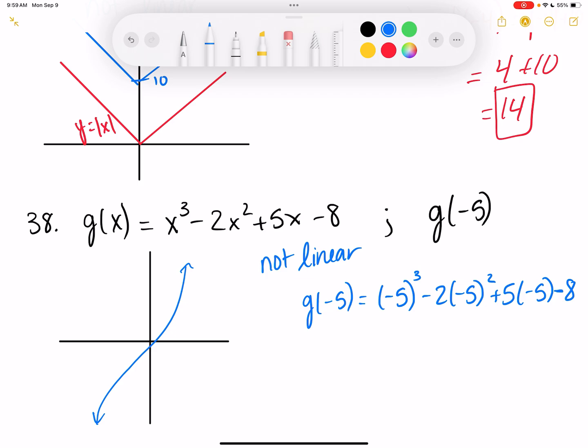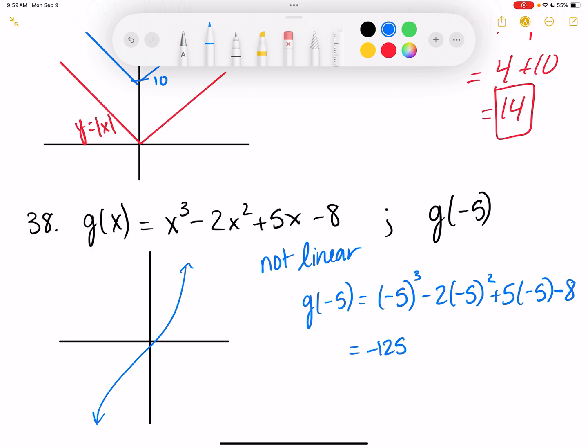Alright, so we plug in. Make sure you put parentheses around what you're plugging in because I'm plugging in a negative number and I don't want to get confused about my signs. What is negative 5 cubed? Negative 125. You just know that off the top of your head. I'm already done.